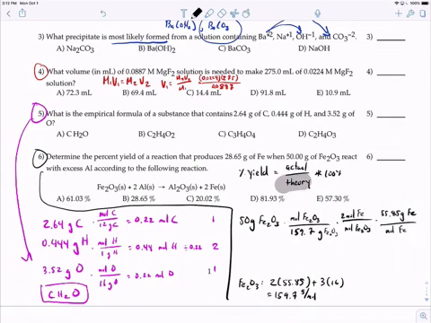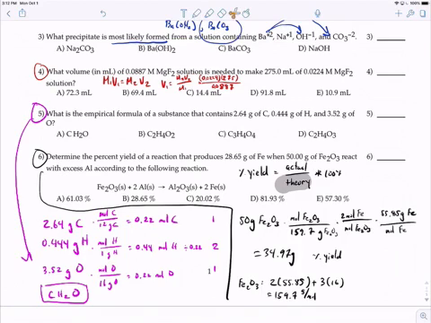So 50 divided by answer times 2 times. This is about 30. This equals 34.97 grams, so therefore percent yield.